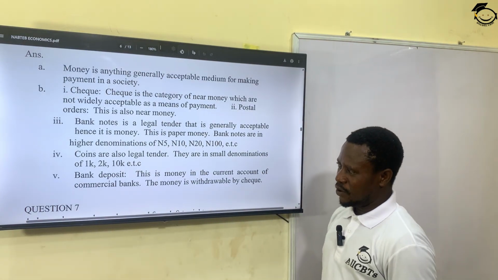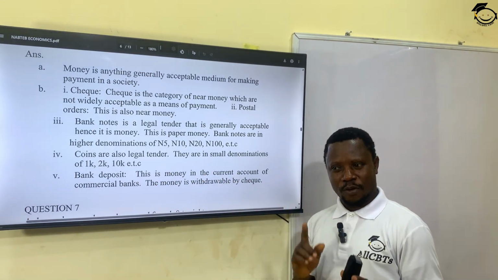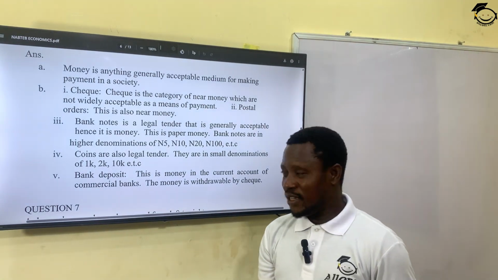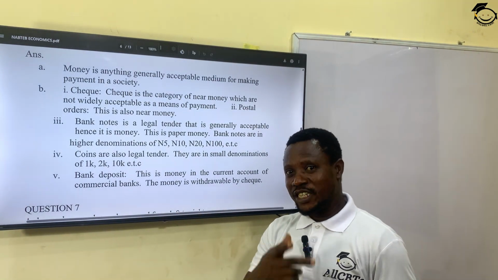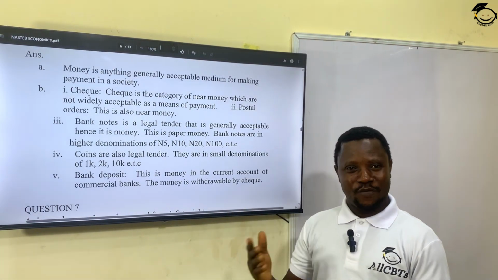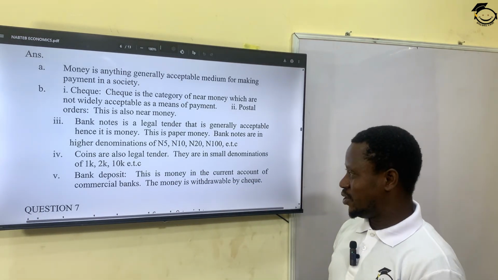You understand? Okay? So bank deposit is the money in the current account of a commercial bank. This money can be demanded. It's also demand money. If your money is in a current account, you can demand the money at any point in time. So the bank must make your money available, as far as the current account is withdrawable, particularly by check.